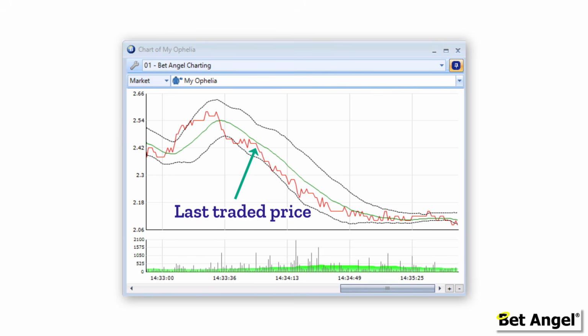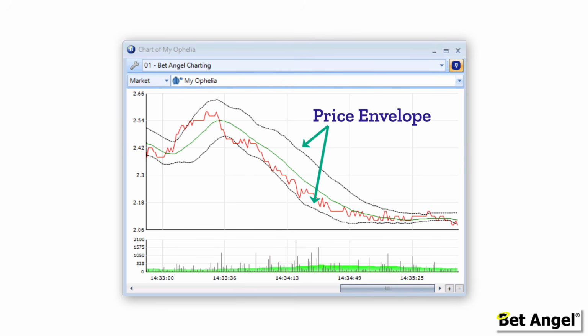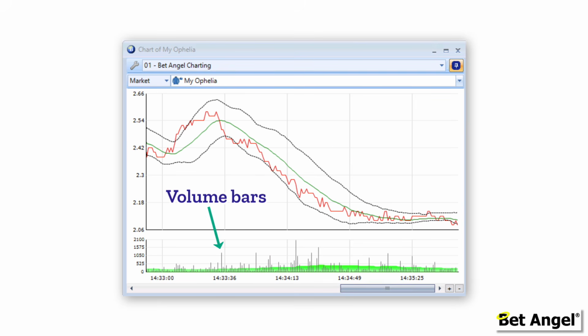The red line is the last traded price. That's just basically plotting what money is being traded within the market and at what price. And you can see that we've also plotted the average price. That just gives you a general trend to look at to understand where the market is going. That is surrounded by the price envelope. This is 2 standard deviations of the average price. It's plotting volatility. And then at the bottom, we actually have the volume bars.